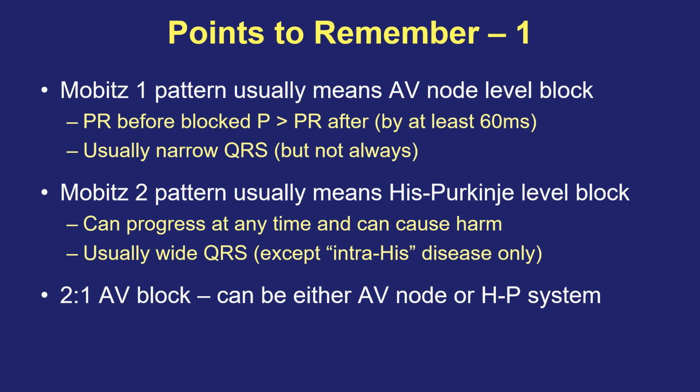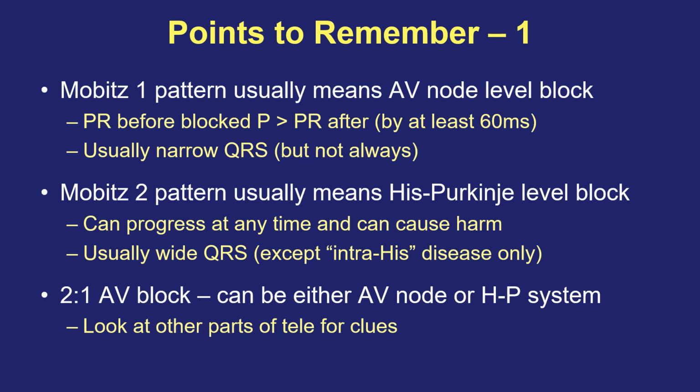Usually in Mobitz 2, you have a wide QRS, except for that one example where you can see intra-His disease only, where you can see a Mobitz 2 pattern with a narrow QRS. It's important to recognize. It's rare, but it happens. And one of the most common scenarios where we see this is in aortic valve disease with aortic valve procedure done, either percutaneous TAVR or aortic valve surgery.